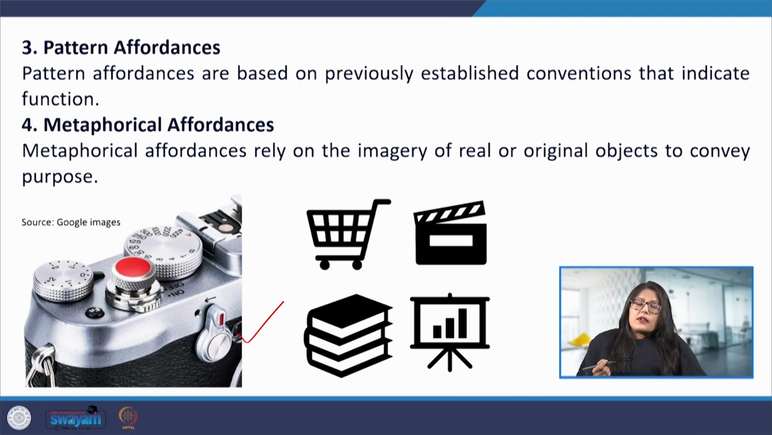Metaphorical affordances are those which we relate with imagery or a real or original object. For example, when we are purchasing something online, we place items in a cart. When we see a cart, we think of it as we interact with a real cart in a real grocery store or any other shopping location.